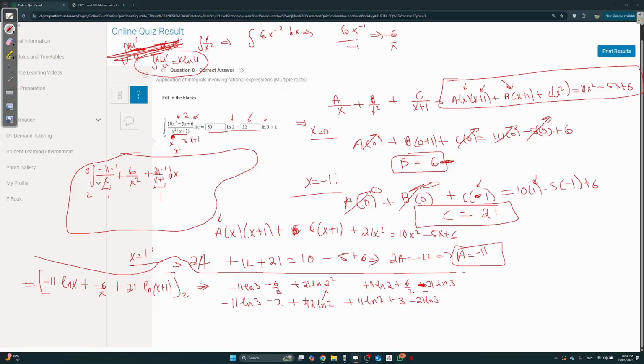They're all grouped up together. So let's put the ln 3s together. Minus 11 ln 3 minus 21 ln 3 becomes minus 32 ln 3. And then 42 ln 2 plus 11 ln 2 becomes 53 ln 2. So we're done. And then minus 2 plus 3 is 1. So you're left with this over here: 53 ln 2 minus 32 ln 3 plus 1.